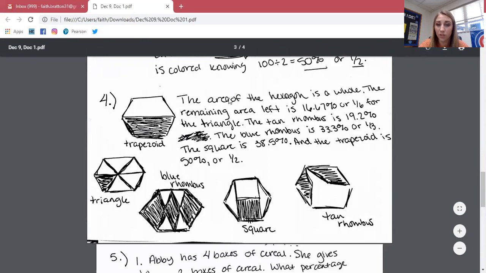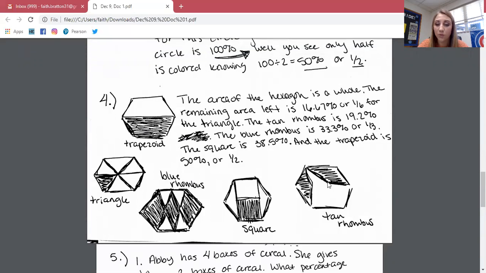The triangle, as we just talked about, is 16.67%, or 1 over 6, because you would need 6 triangles, but right now we only have 1, so it's 1 over 6. For the tan rhombus, which would be this one, it is 19.2%. How you find the square and the tan rhombus is the elimination process. You do the other ones first, and you come down to the ones that are last. The square is bigger than the tan rhombus, so 38.5 goes with the square, and 19.2 goes with the tan rhombus. The blue rhombus is 33.3%, or 1/3, as shown right here.